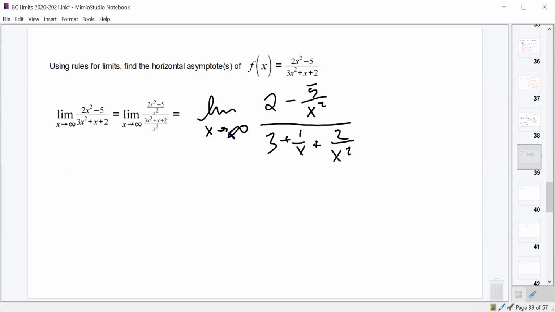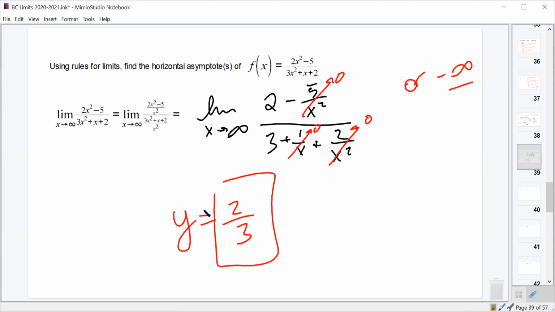And as x goes towards infinity, and also as x goes towards negative infinity, a bunch of this just goes towards 0, right? The 5 over x squared is 0, 1 over x is 0, 2 over x squared is 0 as we approach infinity or as we approach negative infinity. I'm not going to write them both out, but know that we would technically need to do both of them. All that's left is the 2/3. So we know that this has a horizontal asymptote because we're thinking about infinity and negative infinity. We're having a horizontal asymptote in both directions of y equals 2/3.